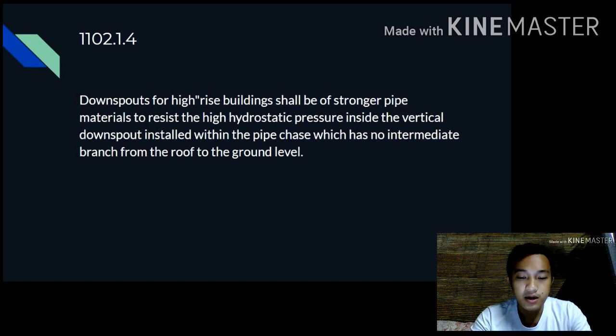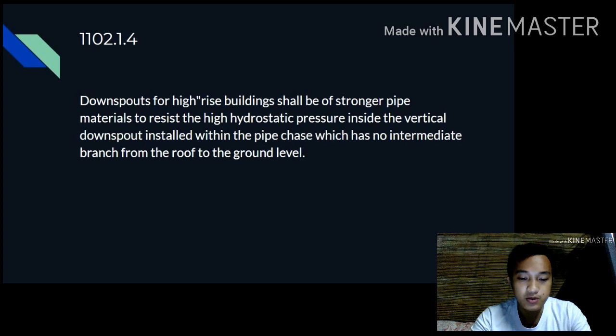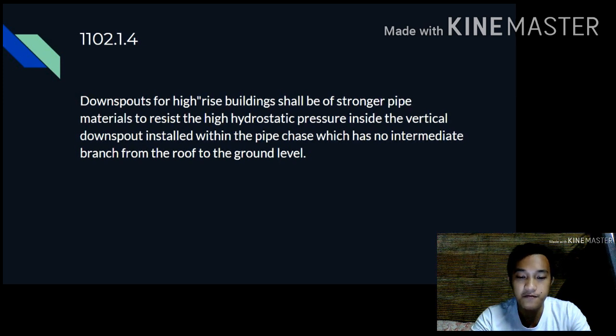So when we say hydrostatic pressure, it is a pressure exerted by a fluid at equilibrium at a given point within the fluid due to the force of gravity. Hydrostatic pressure increases in proportion to depth measured from the surface because of the increasing weight of fluid exerting downward force from above.